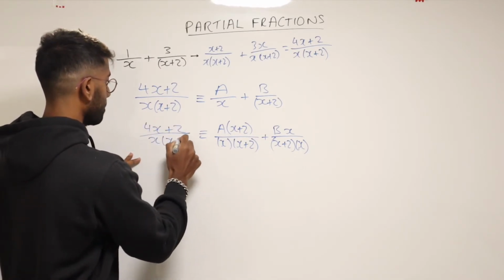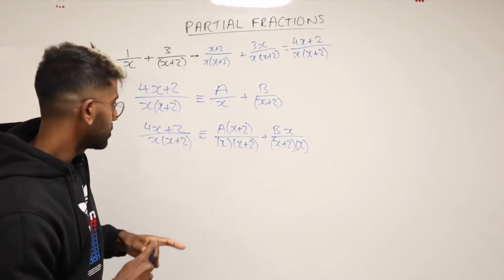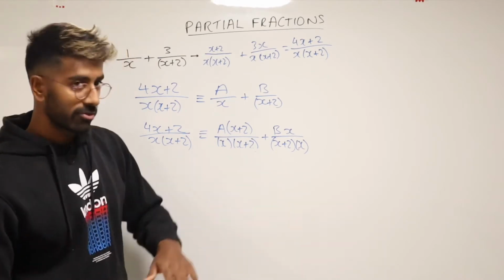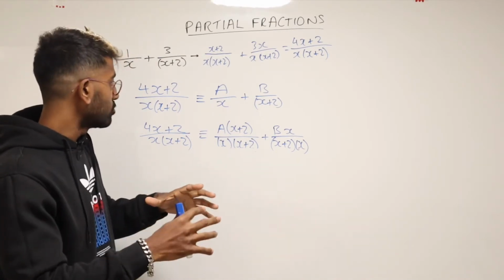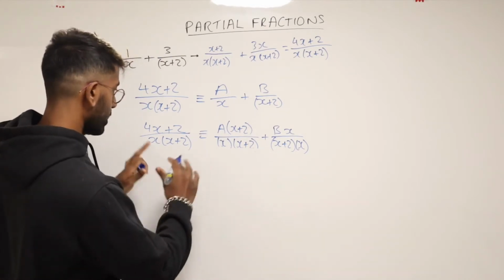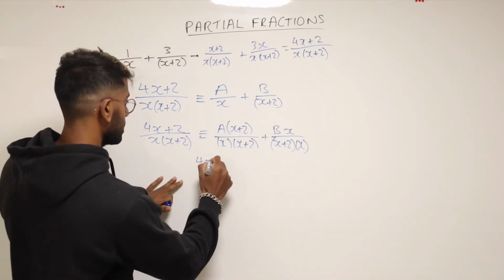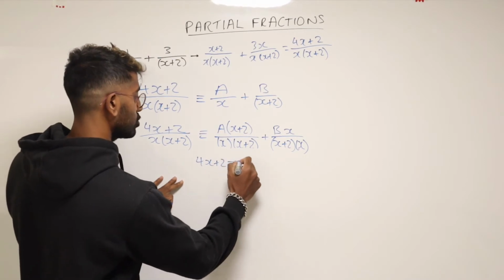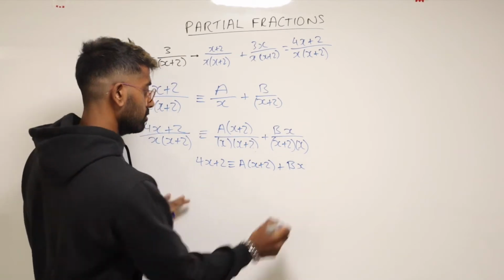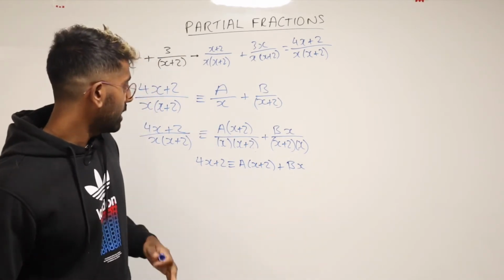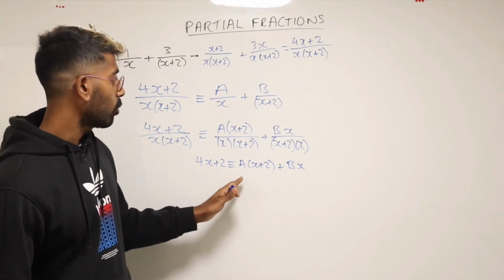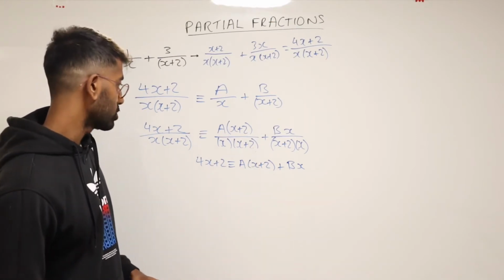Now what you can see is the denominators are all the same in all of these three fractions. So all we really need to do now is compare the tops of the fractions. I'm going to simplify this and just concentrate on the tops. Now what we can do is pick some x values to help us find out what a and b are actually going to be.